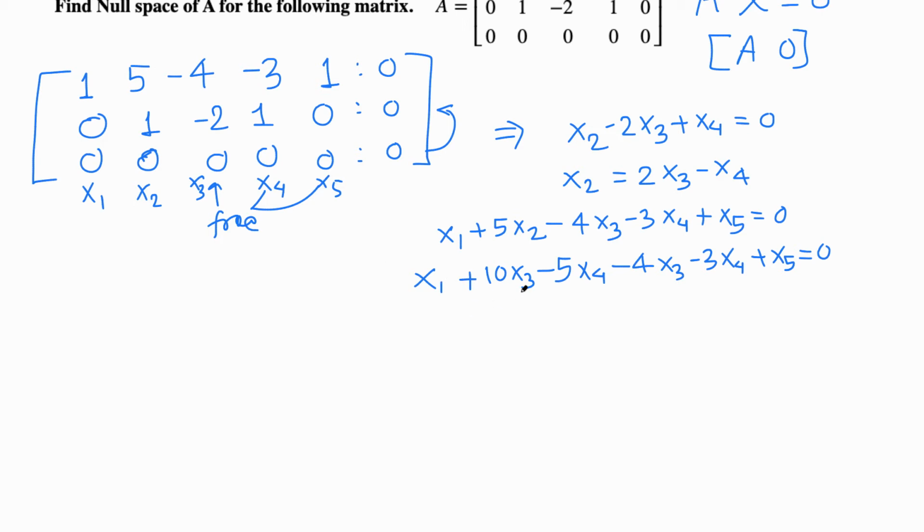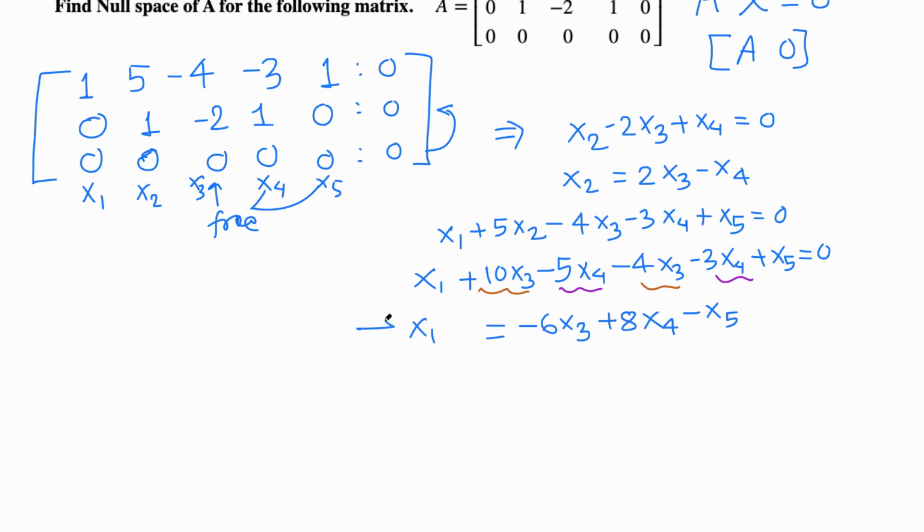Okay, so let's combine. If you look closely here, x3 terms can be combined, and x4 terms can be combined. So x1 is equal to 10x3 minus 4x3, that's 6, negative 6x3, negative 5x4 minus 3x4, negative 8, so positive 8x4, and here is x5, subtract x5 from both sides.